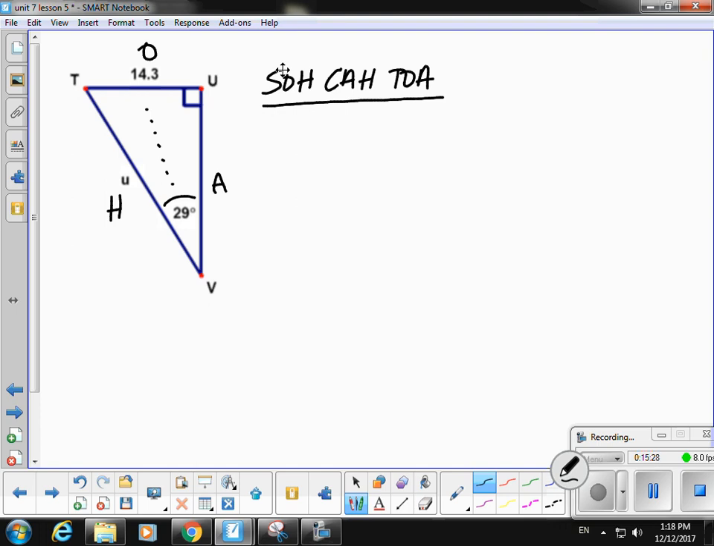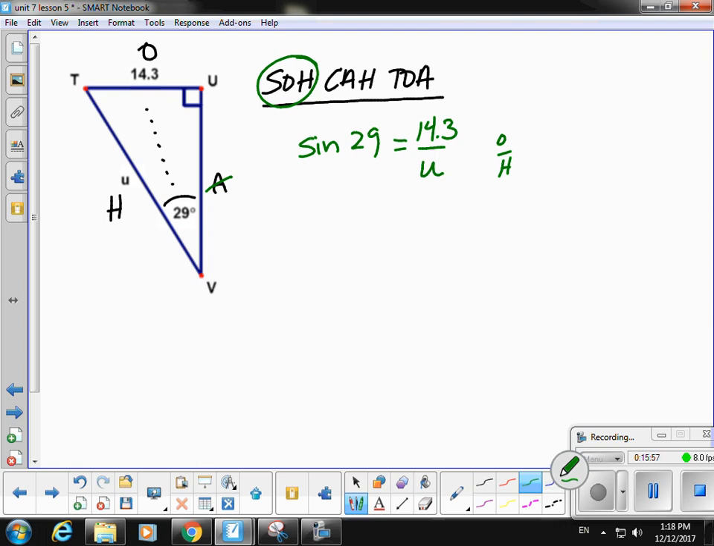So because my adjacent I don't want or have, I'm going to use the trig ratio that uses opposite and hypotenuse. So we set up a sine ratio, and it's always sine of the angle equals what over what. And with sine, it would be opposite over hypotenuse. So for this triangle, my opposite side is 14.3, and my hypotenuse is u. So we'd already set that up, but now we're going to solve it.